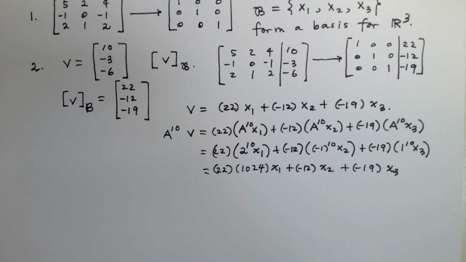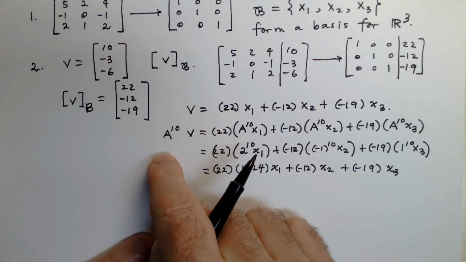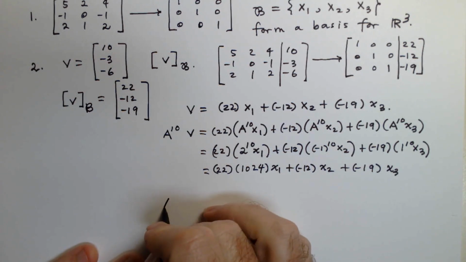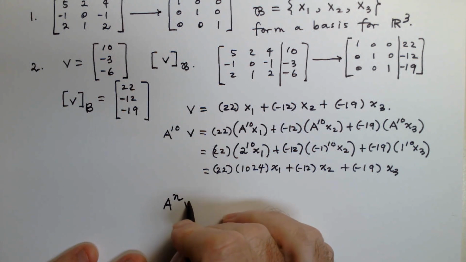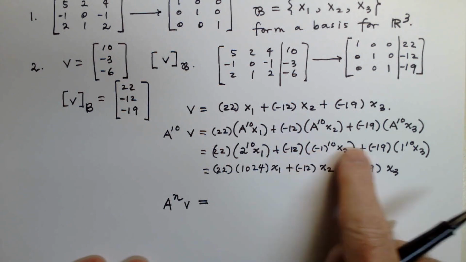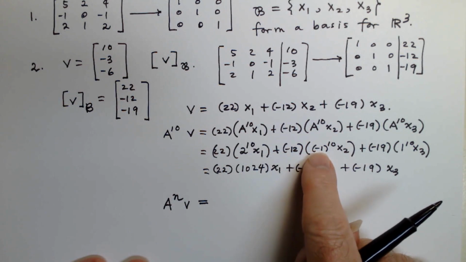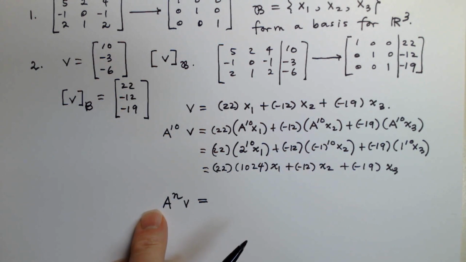Now, let's just step back and ask ourselves, what if instead of the 10th power we had the 100th power, or in general, the nth power of A? How would we express the nth power of A applied to our vector v? What would that look like? Well, we can see exactly where the change is going to appear. Instead of having the 10th power of 2 here, we'd have the nth power of 2. We'd have the nth power of negative 1. We'd have the nth power of 1. So in general, if I needed to compute an arbitrarily large power of A applied to our vector v, we know in principle what it would look like.